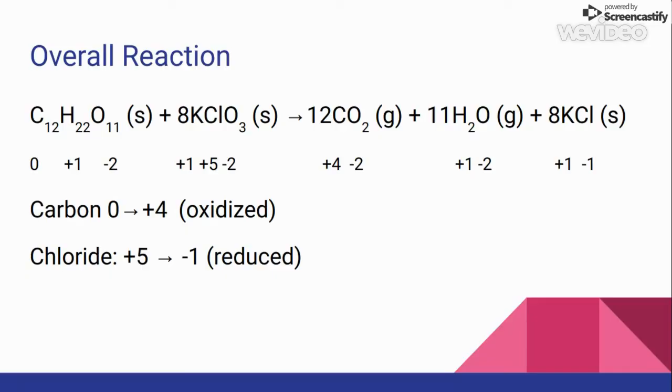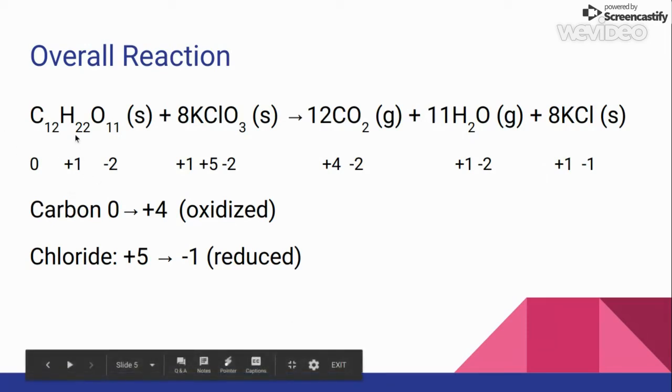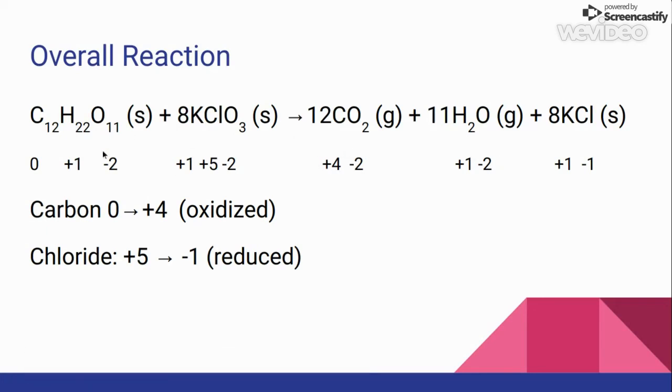Here's the overall reaction that happened. As you can see, sucrose reacted with potassium chlorate, but you calculate oxidation states the same way. So the hydrogen obviously is +1 throughout on both sides of the equation. And interestingly enough, the oxygen also has a -2 oxidation state on both sides because the elemental form isn't involved here. The only elements that change are carbon and chlorine. From 0 to +4 for carbon, which gets oxidized, and +5 to -1 for chlorine, which gets reduced.